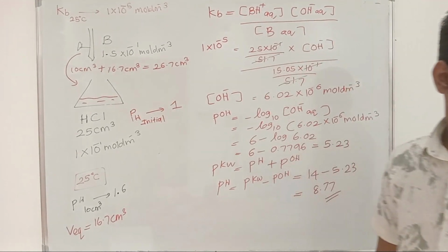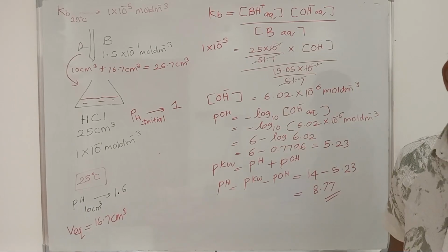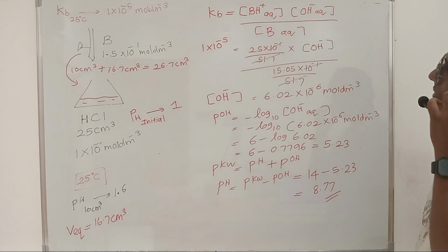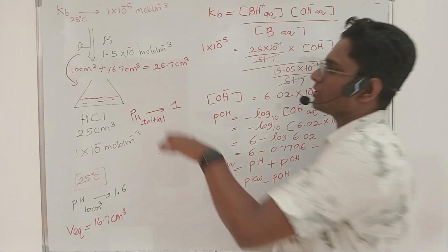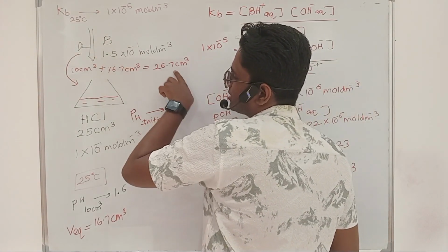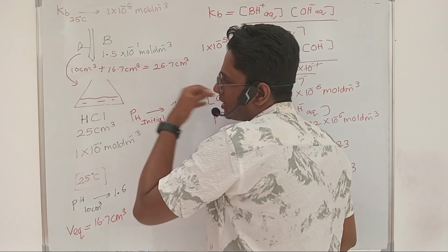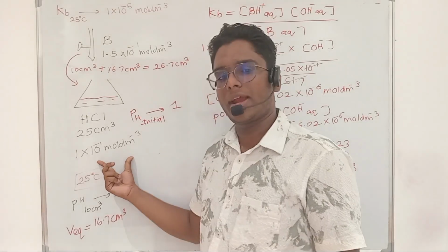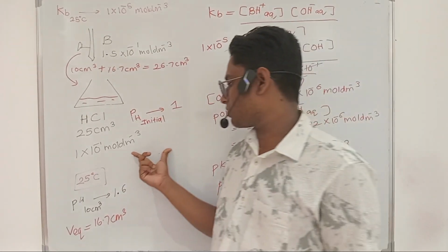And they're asking, can the solution obtained in 4 above act as a buffer solution? Can this act as a buffer solution? So you can see after addition of 26.7 centimeter cube of weak base, it reacted, right. It started to react and the HCl became the limiting reagent. And the final mole of HCl was 0, right.